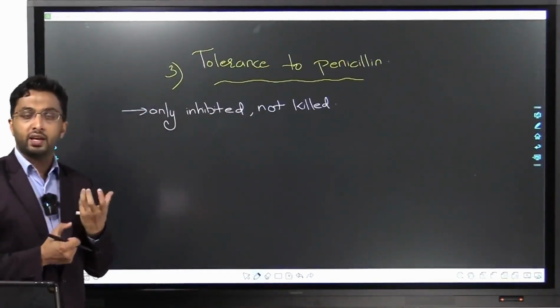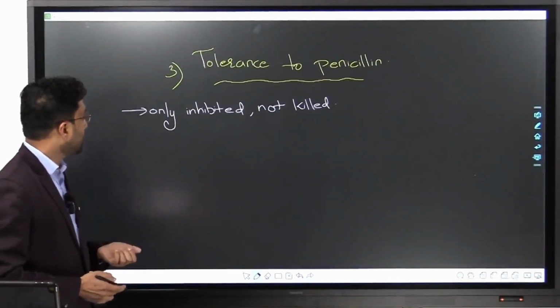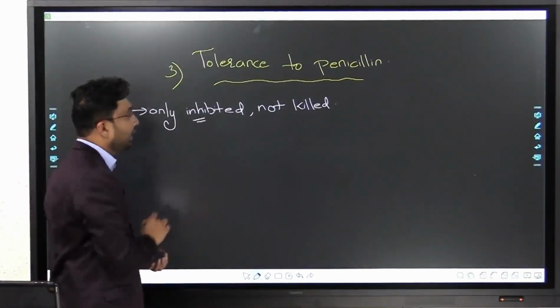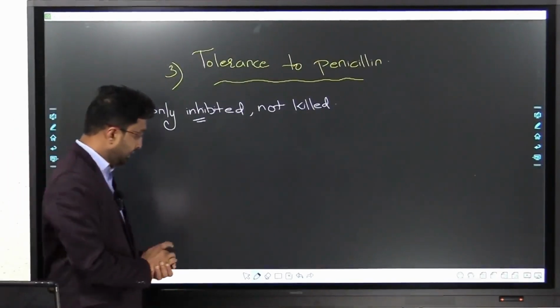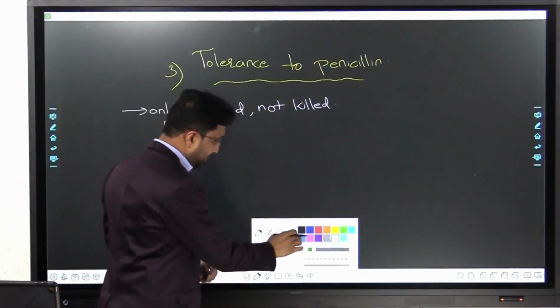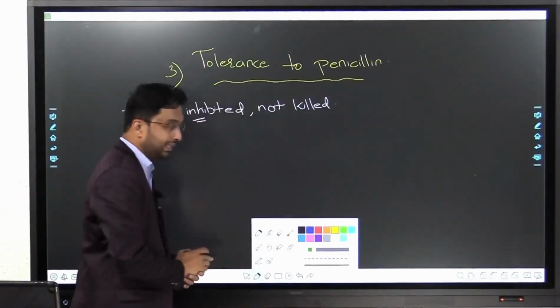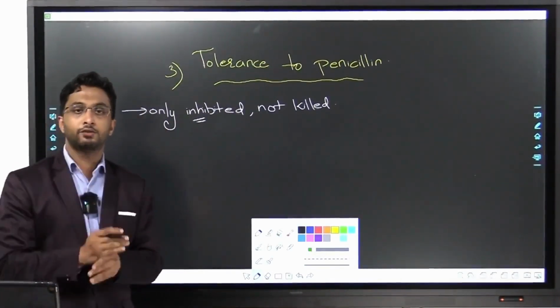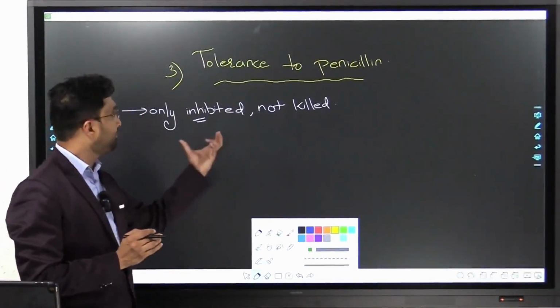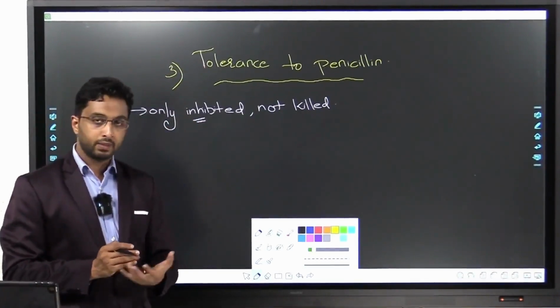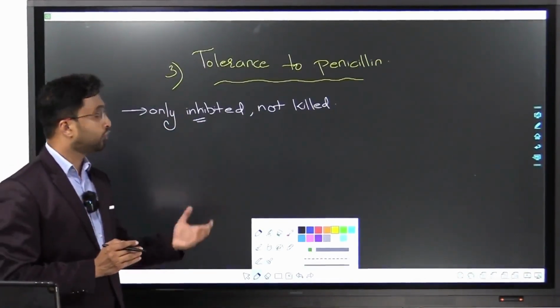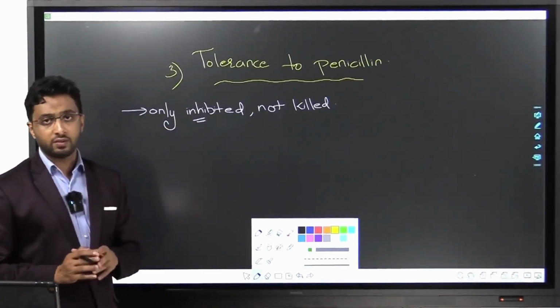They start tolerating penicillin. That is, the organism is only inhibited and not killed. Penicillin is a bactericidal antibiotic. It kills the bacteria. But if this kind of tolerance develops, the bacteria is not killed, it is only inhibited. What is the reason behind that?